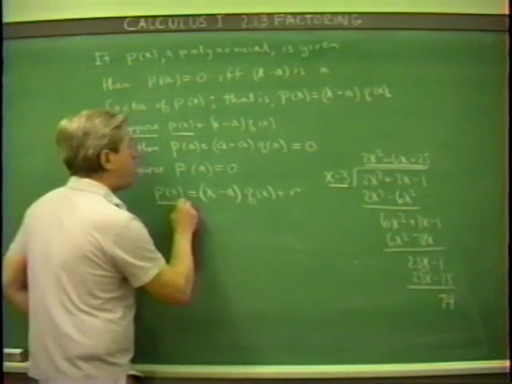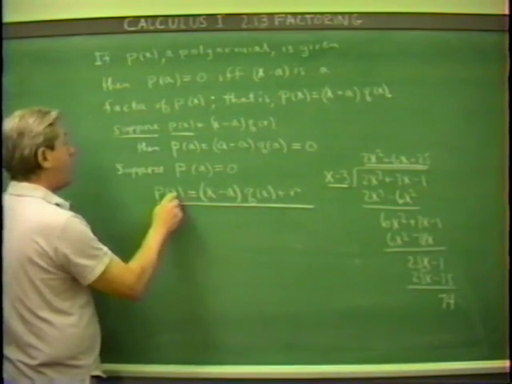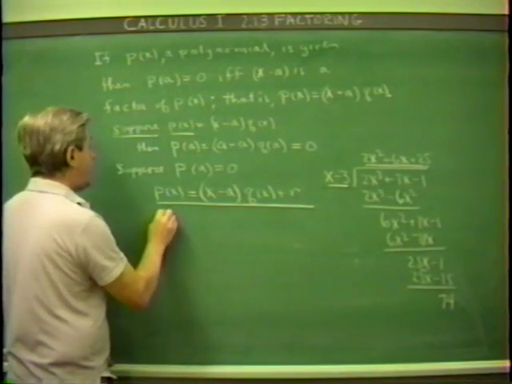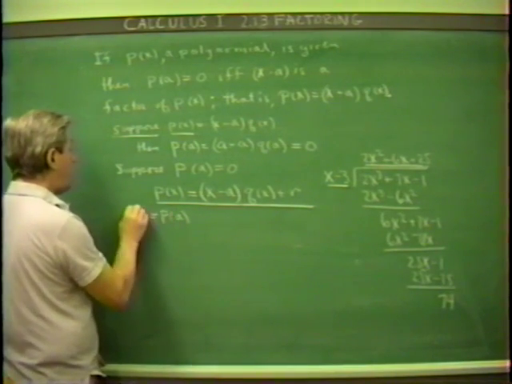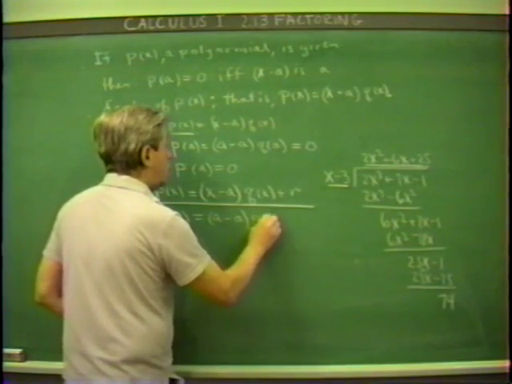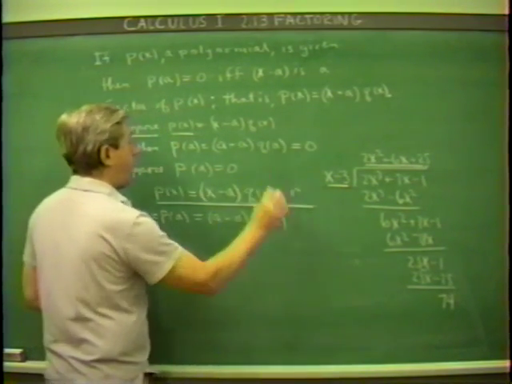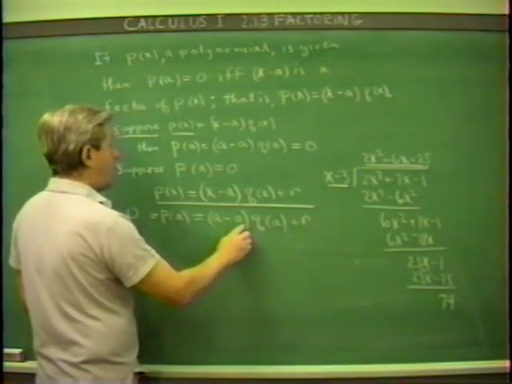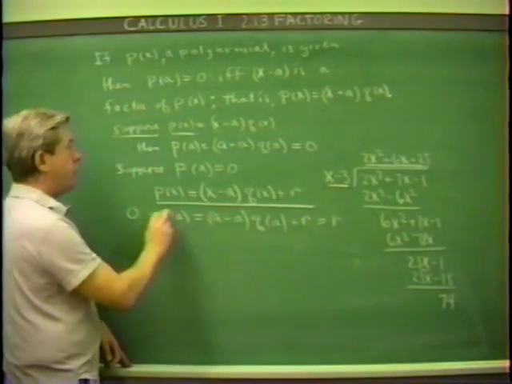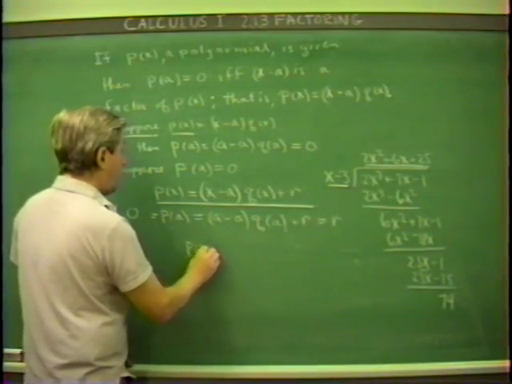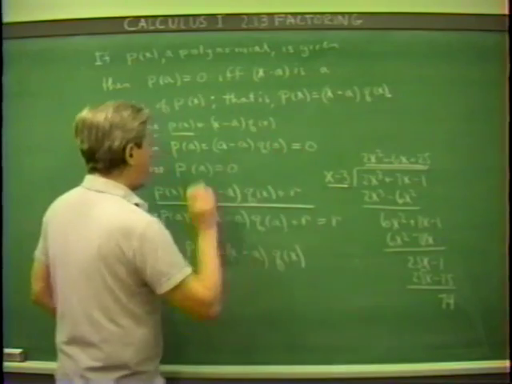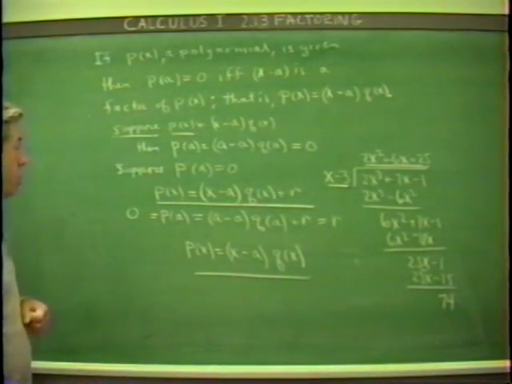So, if we suppose that we have done that, p of x is equal to x minus a times q of x plus r. But now we know p of a is equal to 0. P of a, which is 0, is equal to a minus a times q of a, just putting a in here wherever I find the x, plus r. Well, a minus a is 0, so this says that 0 is equal to r. Or r is 0. Well, if r is equal to 0, then p of x is equal to x minus a times q of x plus 0, and we've established the other direction holds.